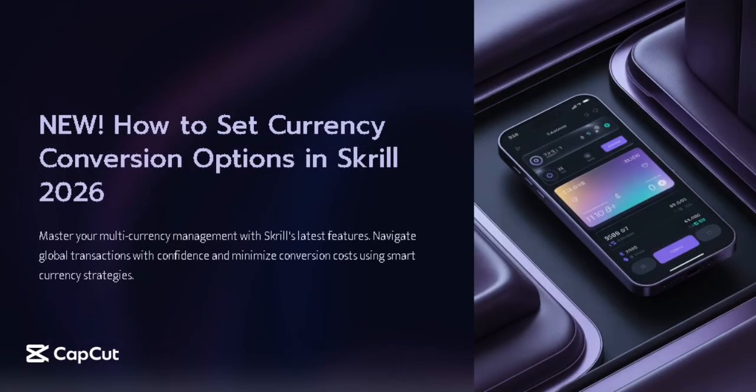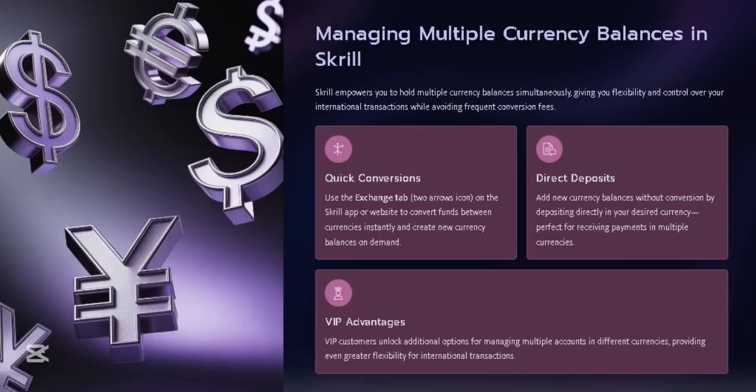If you deal with multiple currencies, managing Skrill's conversion settings properly can save you money every single transaction. To access them, log in to Skrill, click your profile icon and go to Settings, Currency Management. Here you can add multiple wallet currencies. For example, USD, EUR, pound sterling.